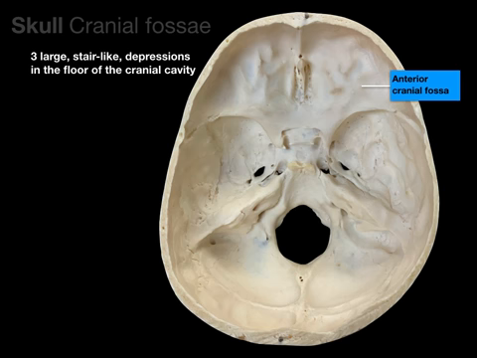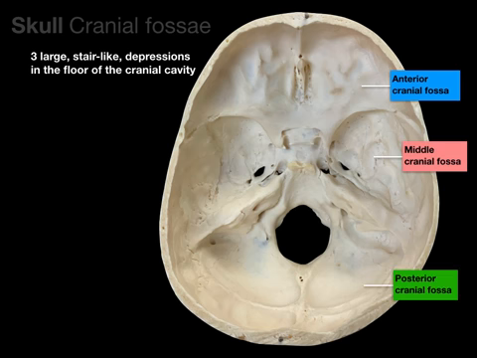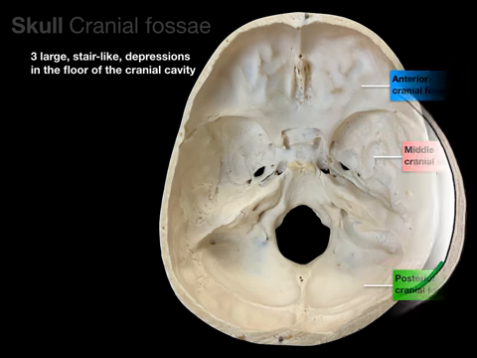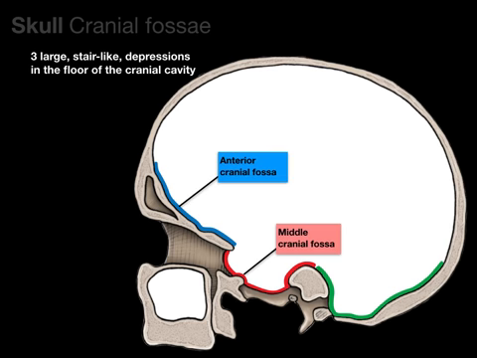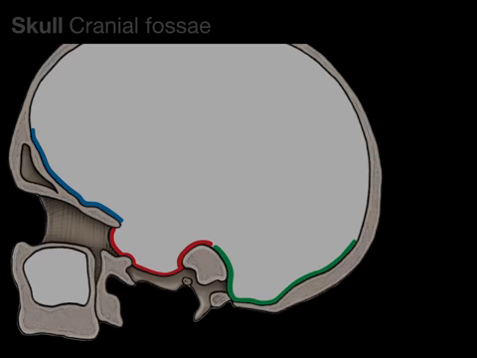Now let's continue, and we're going to look at something called the cranial fossa, which are three large stair-like depressions in the floor of the cranial cavity. Here we have the anterior, middle, and posterior cranial fossa, but it's hard to see these stair-like depressions. So let's take a look at the same thing from a mid-sagittal lateral view. There's our anterior, middle, and posterior cranial fossa. However, in the health sciences you don't look at too many illustrations like this; often what you see is an x-ray.